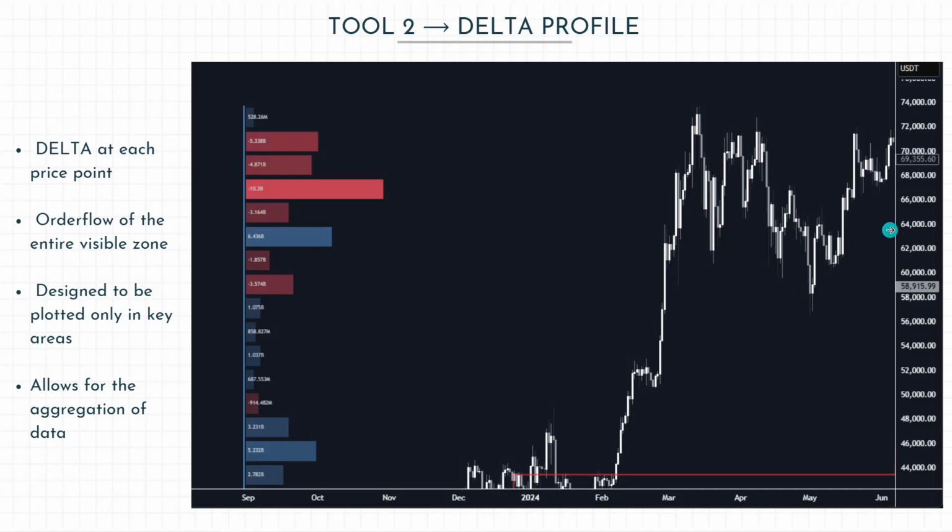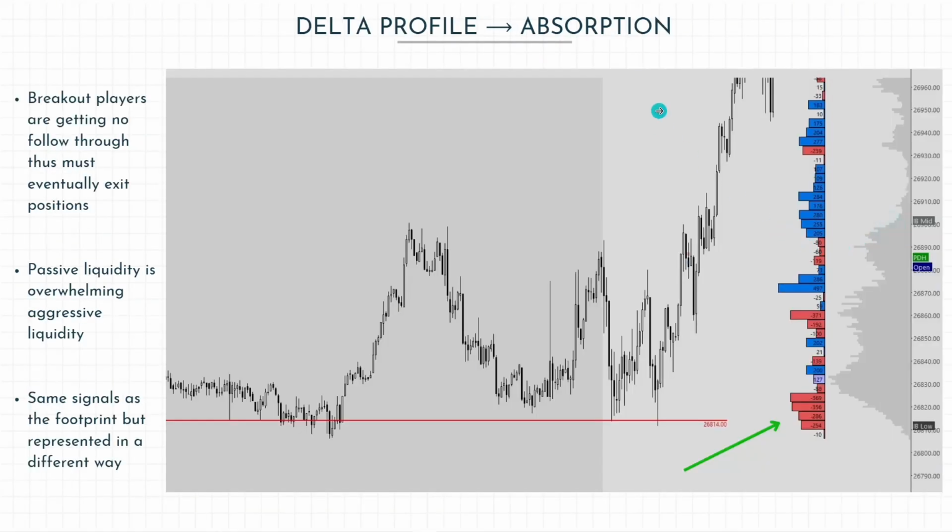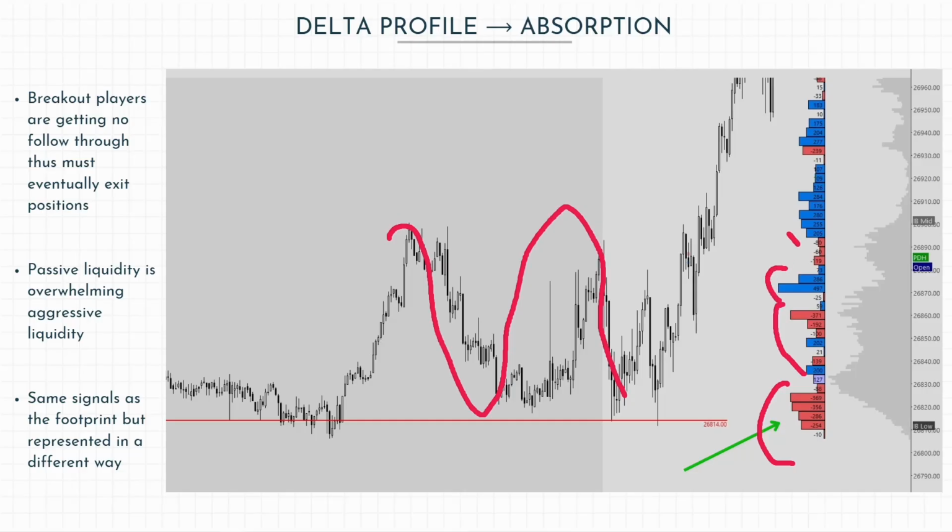Okay, so that's a delta profile. Here's an example of a delta profile absorption. This is from yesterday, I believe, or the day before. As you can see, it's very clear. You plot this profile, and as price moves up and down, each one of these continues to populate based on what information is being portrayed to you.